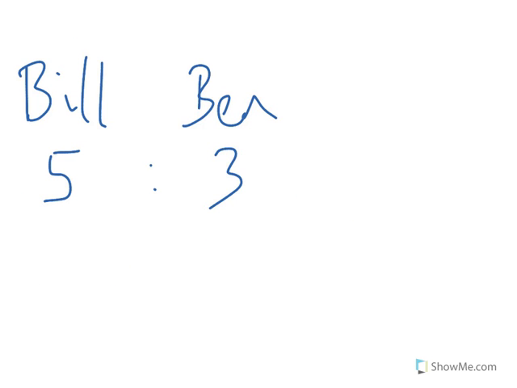Here's a very similar problem. We're using Bill and Ben again in the ratio 5 to 3, and they're going to receive money. But this time, the question tells you that they received £400 altogether. So between them, they received £400, and we want to know how much they received each.